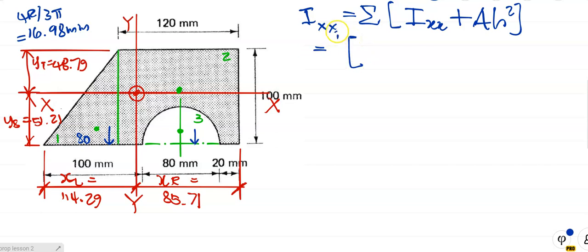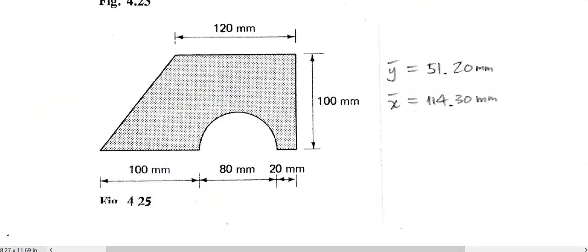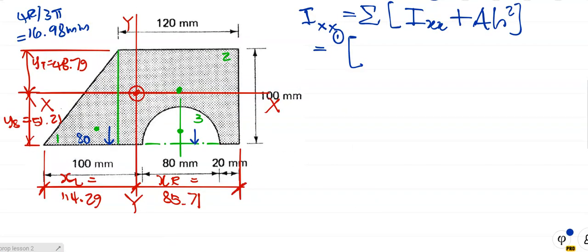I'm doing element 1 first. We have a triangle, a new section. Let me go to the table quickly. Is it there? It's not there. Let me just pull it up quickly.